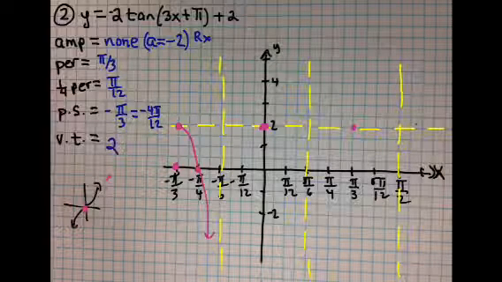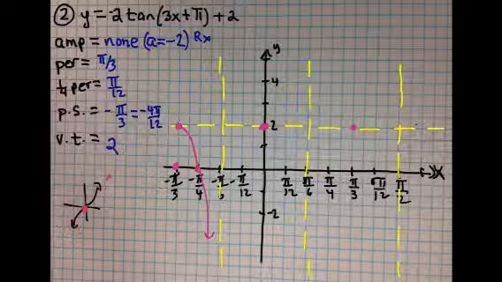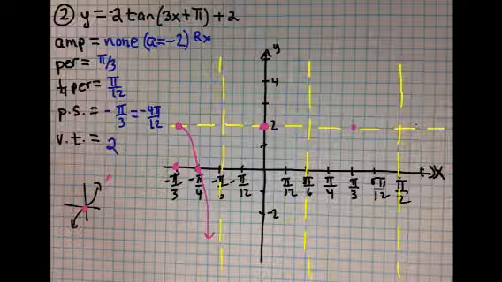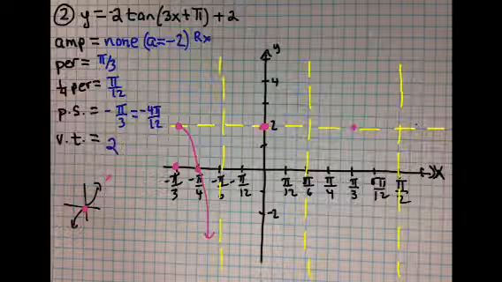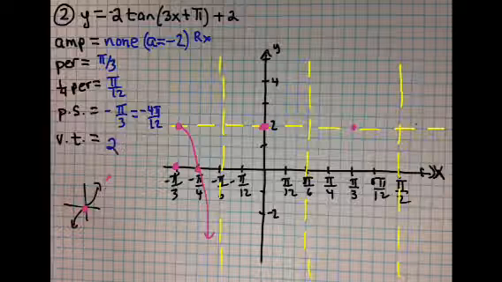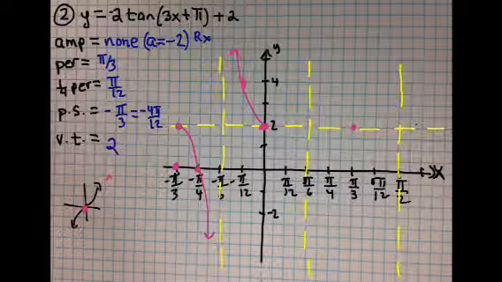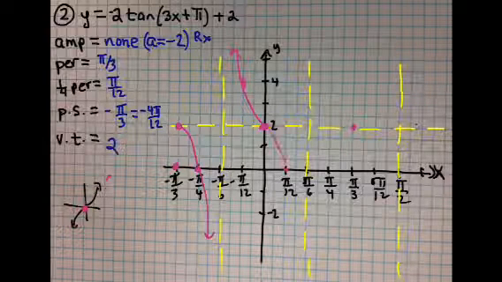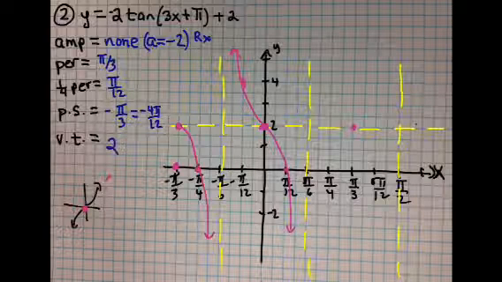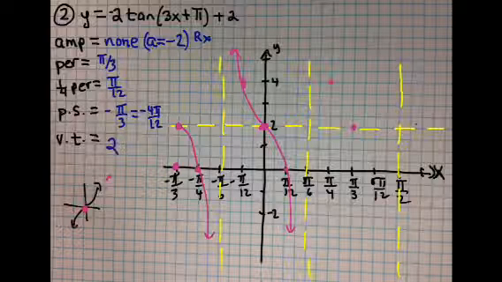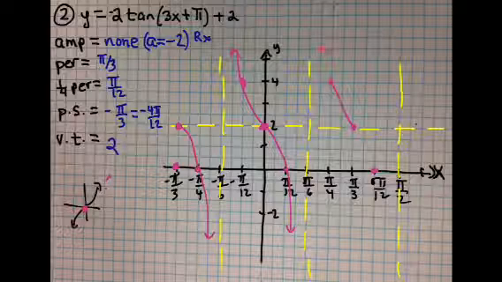Okay, at negative pi over 12, normally the left side goes down, but because of the reflection, it's actually going to go up, like that. So at negative pi over 12, it's going to go to negative 4, right here. And at pi over 12, it goes to 0, like that. And at pi over 4, it goes back up to 4. And at 5 pi over 12, it goes to 0. Like that.